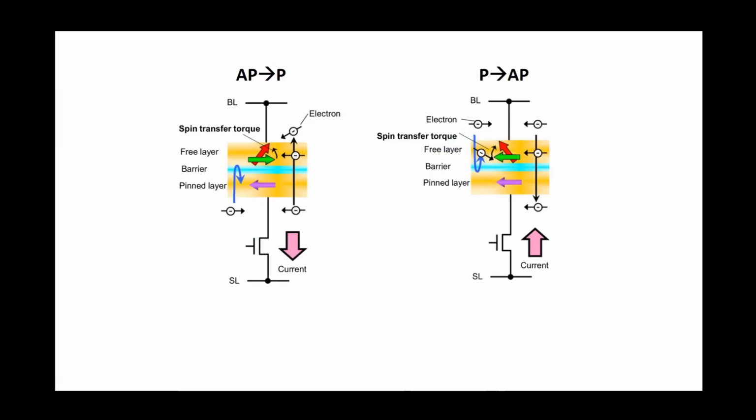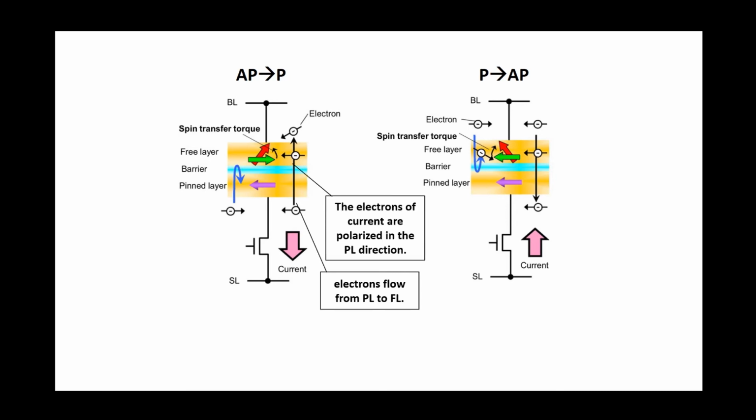When we have to switch from anti-parallel to the parallel configuration, the current is passed from the free layer to the pinned or fixed layer. That means electrons flow from the pinned to the free layer. The current is polarized in the pinned layer magnetization direction. The current provides spin transfer torque to let the magnetization change to the parallel state.